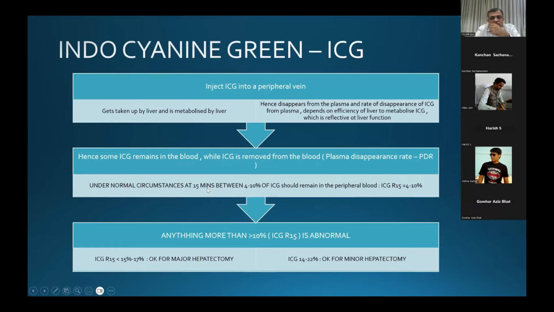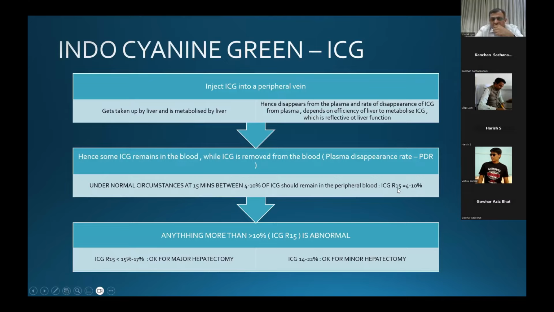So under normal circumstances at 15 minutes, just about 4 to 10% of ICG should remain in the peripheral blood. And this is what we call the plasma disappearance rate of the ICG. And therefore, what ICG R15 means is that 4 to 10% of the total injected dose of ICG remains in the circulating blood at the end of 15 minutes.